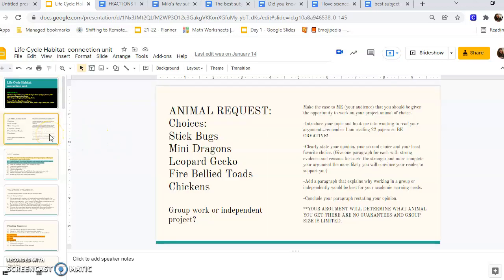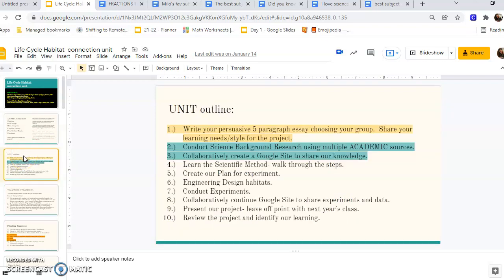And so from that, we did our essays first, and we broke down how that would look. And then we created an outline for a giant project. Write your essay, choose your group. Not just that they would be in a group, but whether they wanted to work in a group or independently and why. Conduct science background research using multiple academic sources. Collaboratively create a Google site. That's how they wanted to share their knowledge.